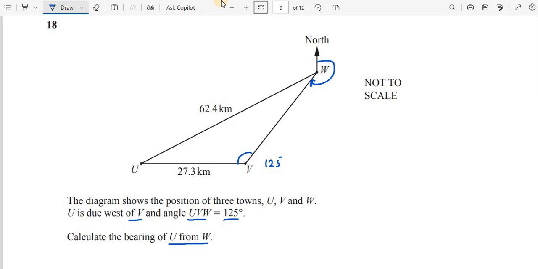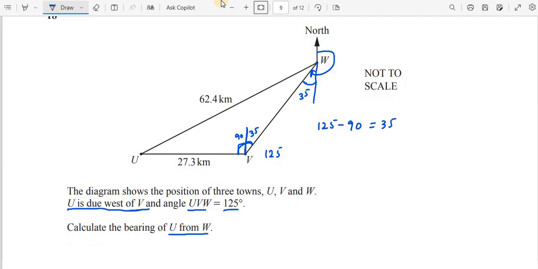This statement shows that U is due west of V. It means that this is a straight line, a perpendicular angle. So this angle is equal to 90. We take only this angle. So 120 minus 90, that is equal to 35. So here the angle is 35. This is also an alternate angle, so this angle is also equal to 35.